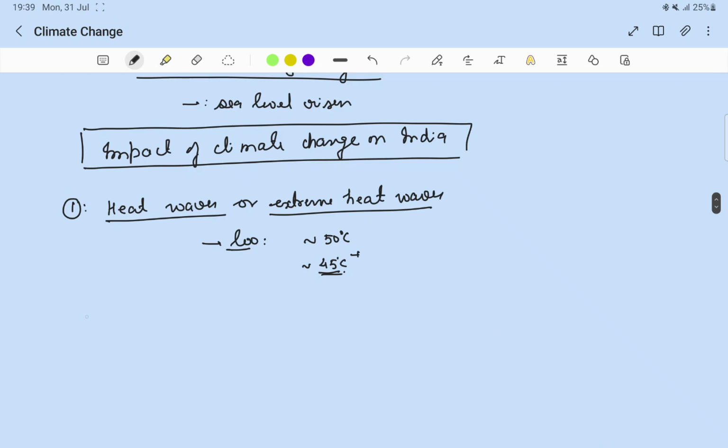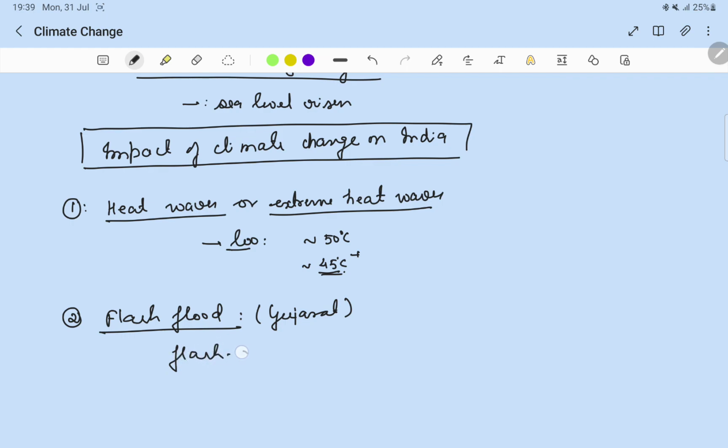So this is there. Then the second impact is flash flood. Recently we have seen Gujarat airport submerged. So flash flood in Gujarat. Then flash drought. Then we also have cloudbursts. Cloudbursts are quite common phenomena in the Himalayan regions. So these have actually increased their frequency.